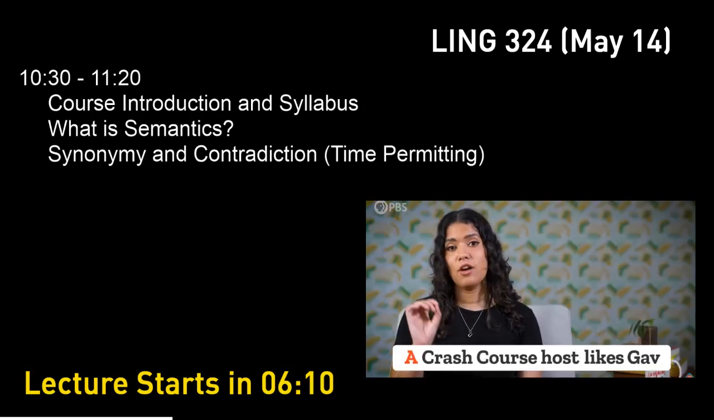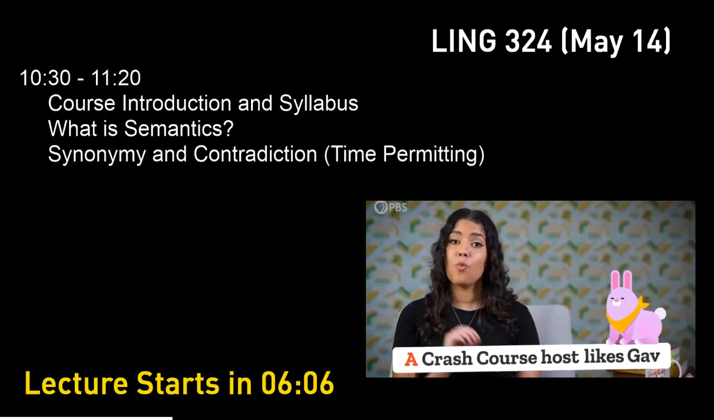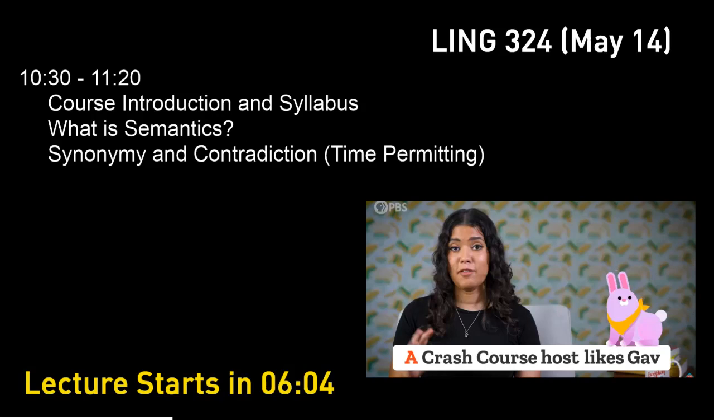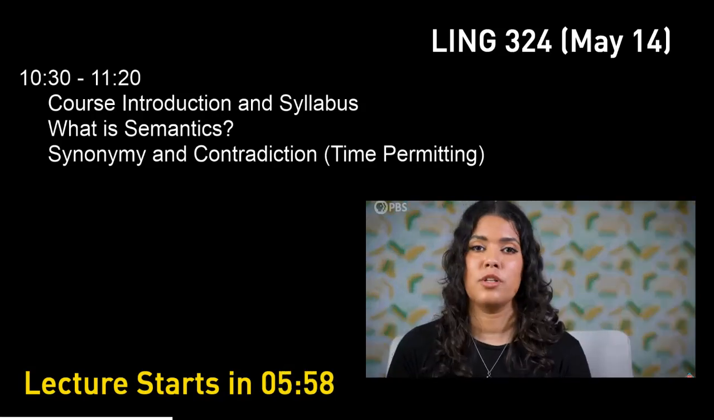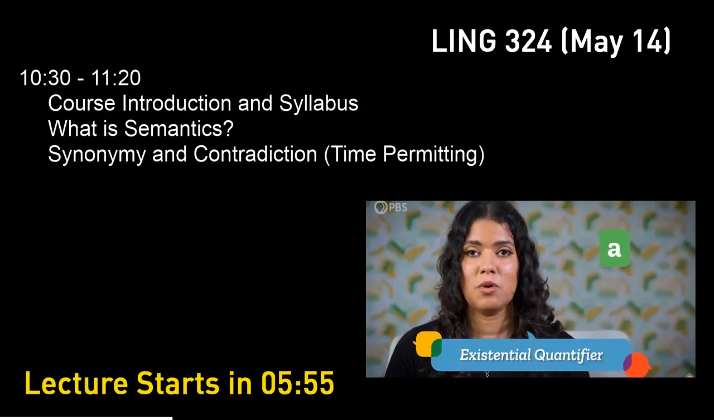If the sentence was "a Crash Course host likes Gav," then we could infer that there's a Gav, and that there is one of the set of Crash Course hosts that likes them. It might be me, but we can't be certain. We don't know which Crash Course host it is, only that they exist. So "a" is known as an existential quantifier.